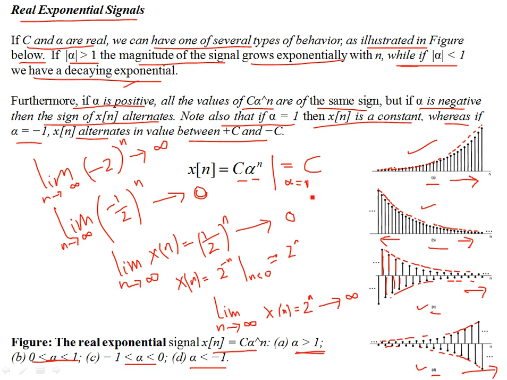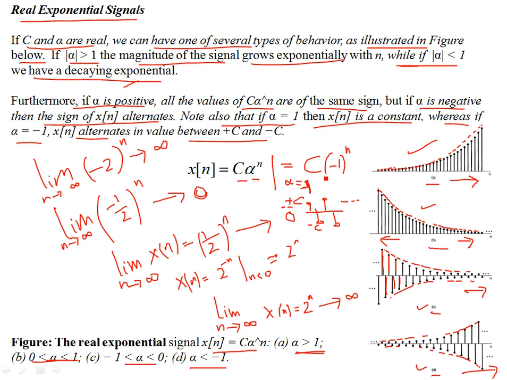Okay, so if alpha is minus 1, then this becomes minus 1 to the power n, and what you're going to have is plus C, minus C, and this trend continues. So for odd indices it's minus C, for even indices it's positive C, and this trend basically continues. The samples are going to alternate the signs. So it's C, plus minus C, and this trend continues forever.